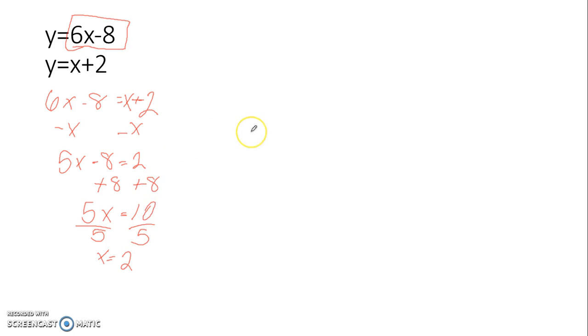Alright, so that's the first solution, right? We need more because that's just part of it. That's just the x value. We don't know the y yet. So now that we have this answer, we're going to substitute it back in to find the value of y. Pick one equation. It doesn't matter which. I'm just going to pick the second equation, and now I'm going to say y is equal to 2 plus 2.